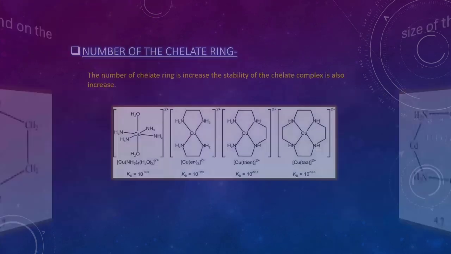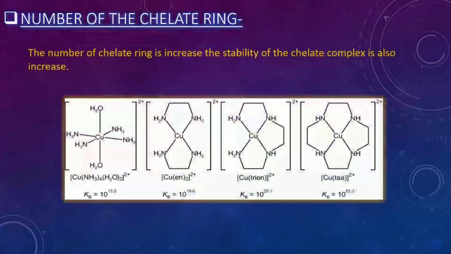Next, the number of chelate rings. The chelate in which the polydentate ligand forms a greater number of cyclic or ring structures is more stable than the chelate in which a polydentate ligand forms a lower number of ring structures.